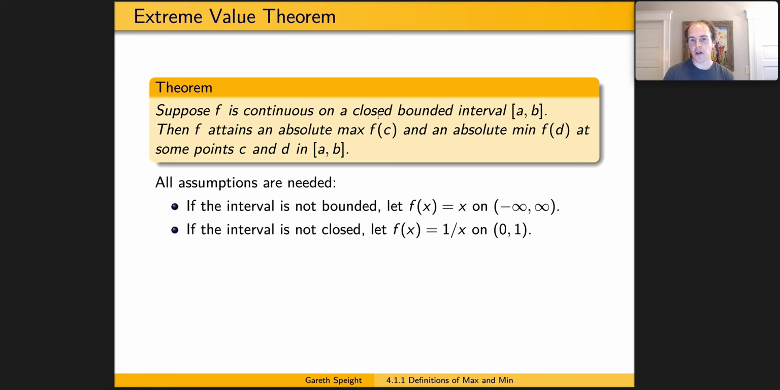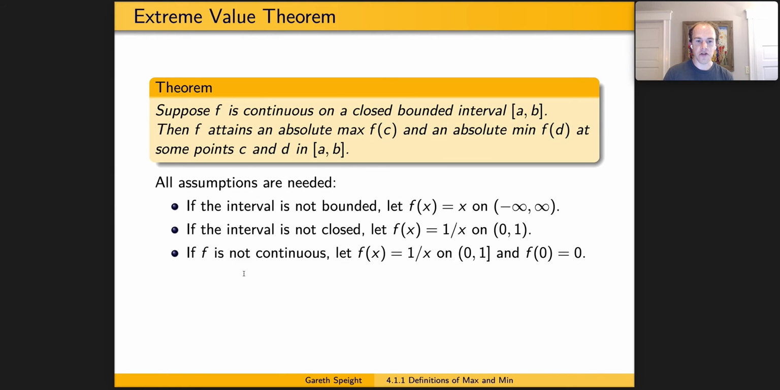Okay, if we just drop the closed but keep it bounded, then we could take f of x equals 1 over x on (0, 1]. So this is a continuous function on a bounded interval that's not closed. But as x goes to 0, 1 over x goes to infinity. So this is not going to have an absolute maximum.